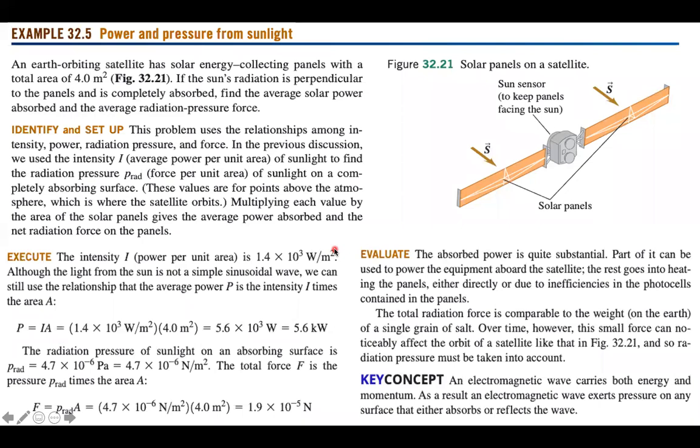So the total power that is absorbed is the flux of power, okay, times the area, because this is the flux times square meter. And now I have a finite area here, and the area of this panel is 4 square meters. So the modulus of the S vector times the area gives you 5.6 kilowatt for the total power absorbed by the panel. That's a lot of power, actually.